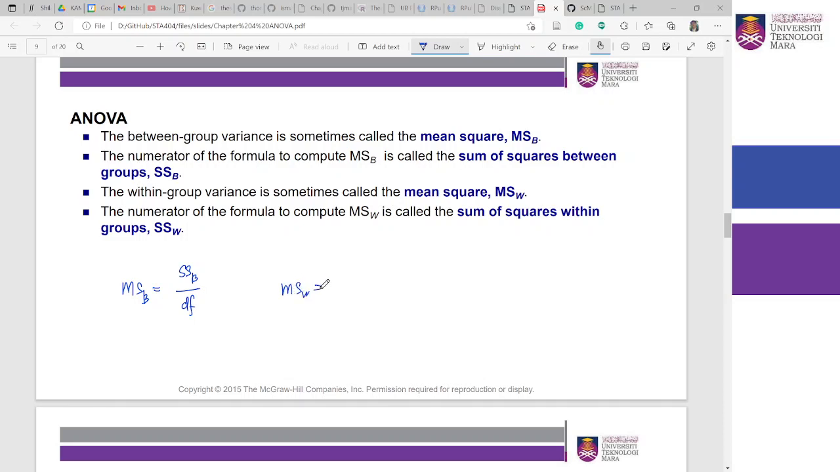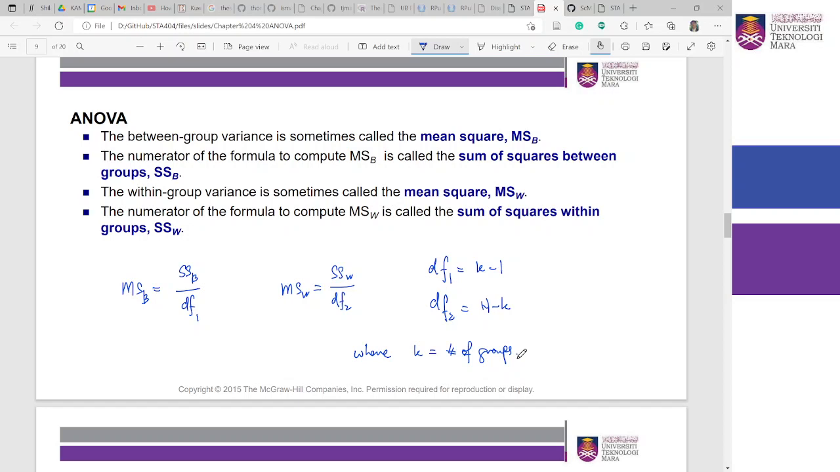MSW can also be written as SSW divided by degrees of freedom 2, that is N minus K. So in this case, dF1 is simply equal to K minus 1 and dF2 is simply equal to N minus K, where K equals the number of groups. Okay, clear? So that is in general ANOVA, dia punya table ANOVA tu, nanti kita tengok lah.